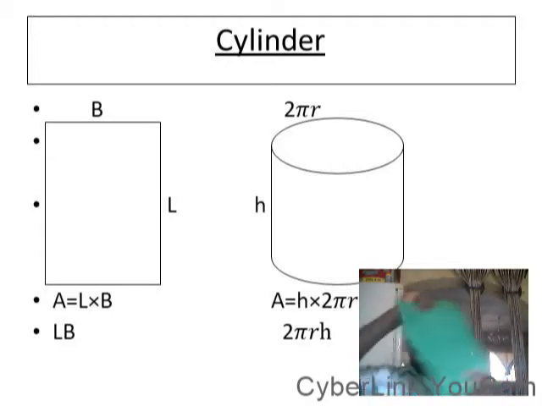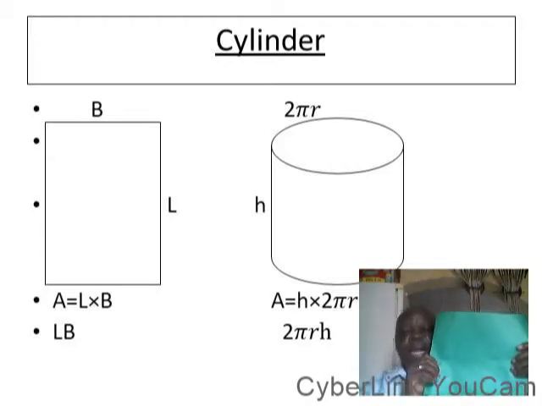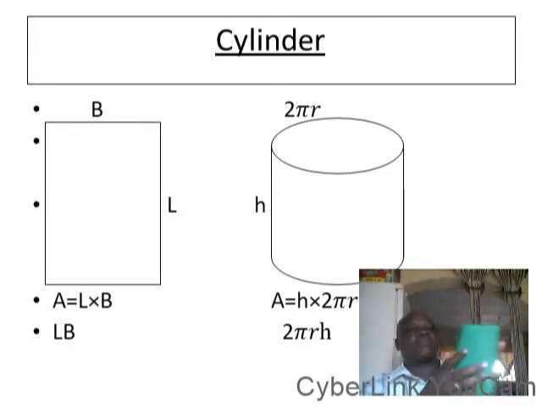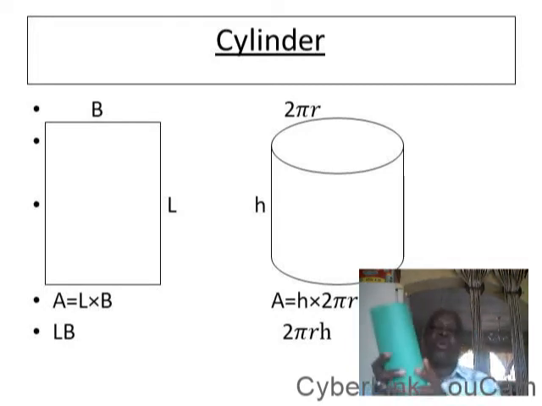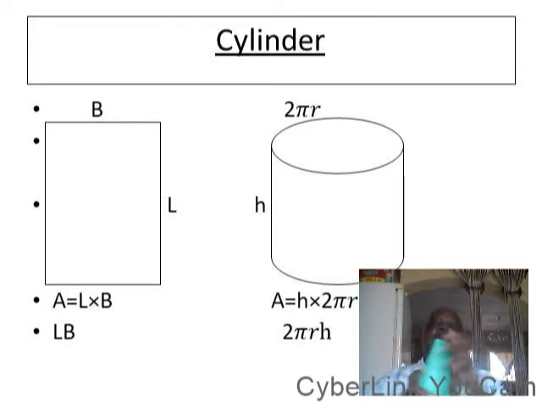Look at this carbon paper. This is a rectangular shape. When you curve it, you see it? When you curve it, it becomes a cylinder. It becomes a cylindrical shape. Look at it, it is now a cylindrical shape. Now, you observe that when it is a rectangle, here is the length and here is the breadth. But when you fold it to form a cylinder, then the length automatically becomes the height.